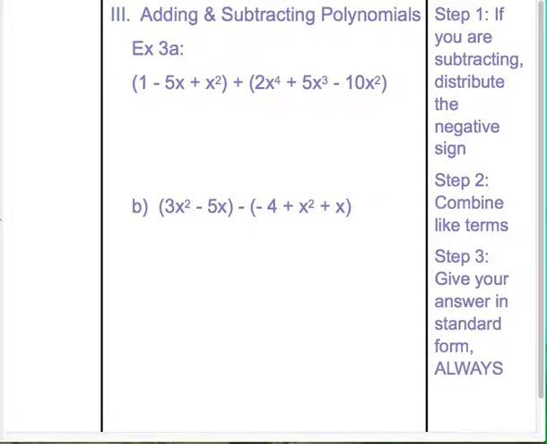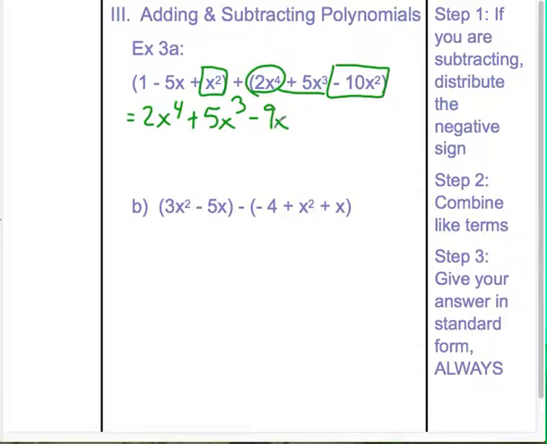So as I combine like terms, I'm going to look for the highest power first so that I can do steps 2 and 3 at the same time. So I've got a 2x to the 4th and no like terms to combine it with. We've got a 5x cubed, no like terms to combine it with. Negative 10x squared, and we have a positive x squared, which gives us negative 9x squared. And then a minus 5x and plus 1 gives us our answer in standard form.